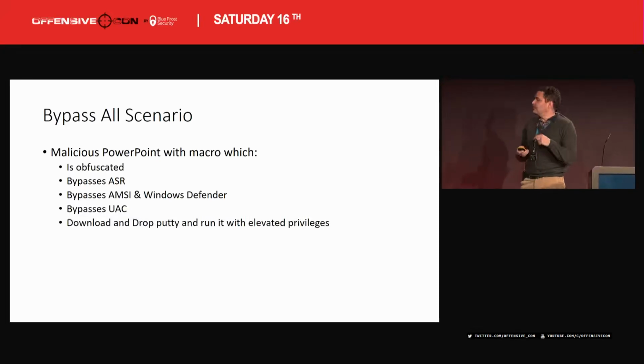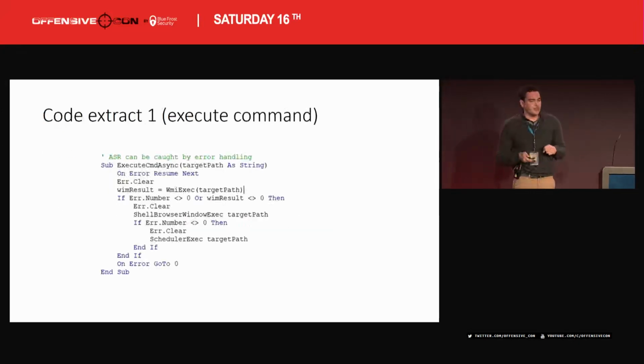I'm not going to show all the code now. I just wanted to show you two snippets to show how you combine an ASR bypass and a UAC bypass. Here is code which calls other execution functions. Something interesting to know is that ASR errors are caught by the error handling of the script, meaning that even if ASR is triggered, if you have this kind of error management, it will not hang the script. The application will continue to run.